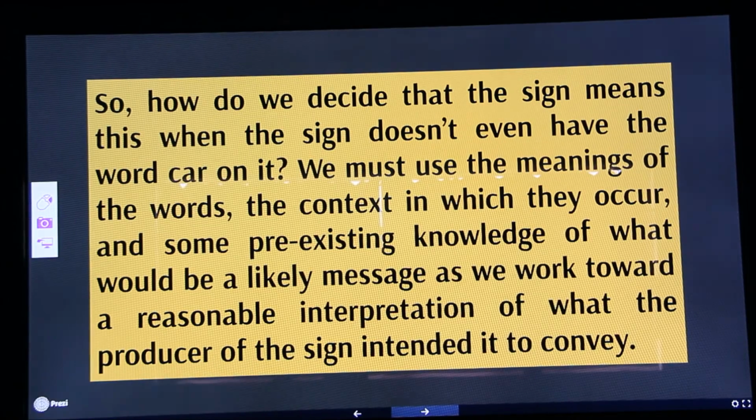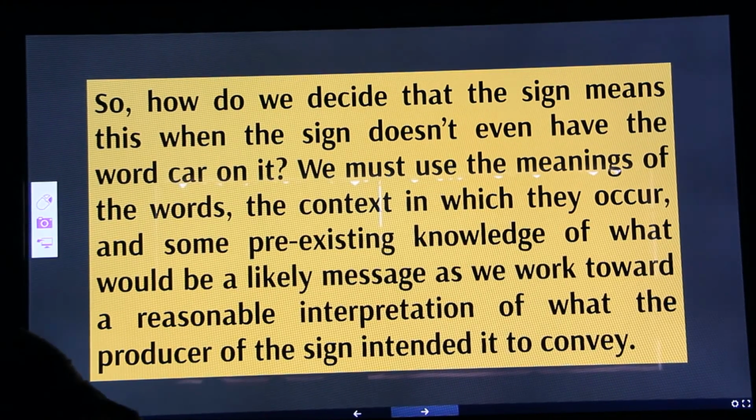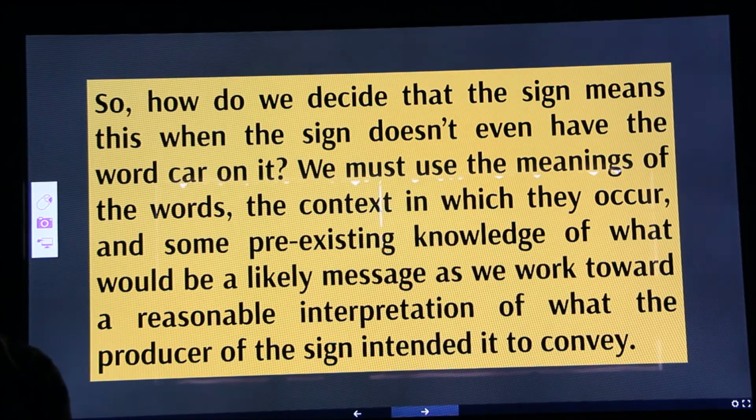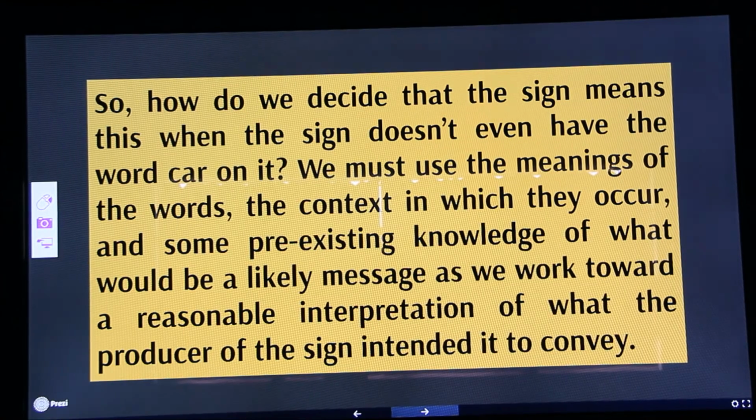So, how do we decide that the sign means this when the sign doesn't even have the word car on it? For example, you can see parking, but it doesn't say you can park your car here. It doesn't have these words, but you can get it. You can understand. We must use the meanings of the words, the context in which they occur, and some pre-existing knowledge of what would be a likely message as we work toward a reasonable interpretation of what the producer of the sign intended it to convey.